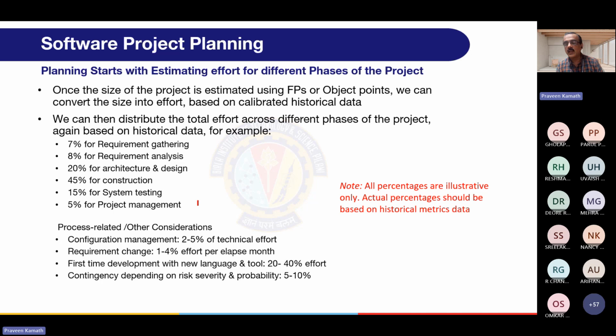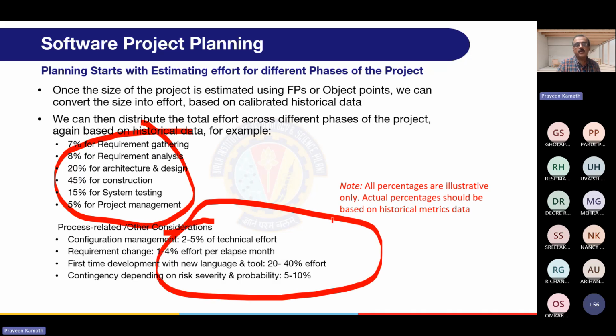Note that all percentages are illustrative only. Actual percentages should be based on historical metrics data. Process related or other considerations: configuration management, 2 to 5% of technical effort. Requirement change, 1 to 4% effort per elapsed month. First-time development with a new language and tool, 20 to 40% effort. Contingency, depending on risk severity and probability, 5 to 10%. So here you have percentages depending upon the activity that you do, and here you have something based on the other considerations that you have to look into.